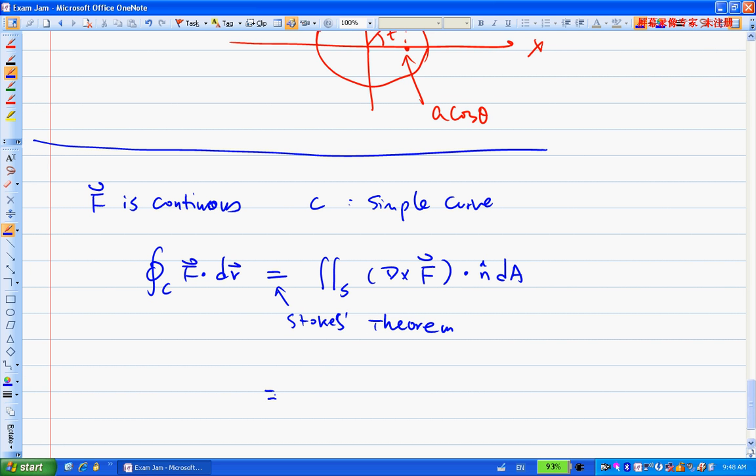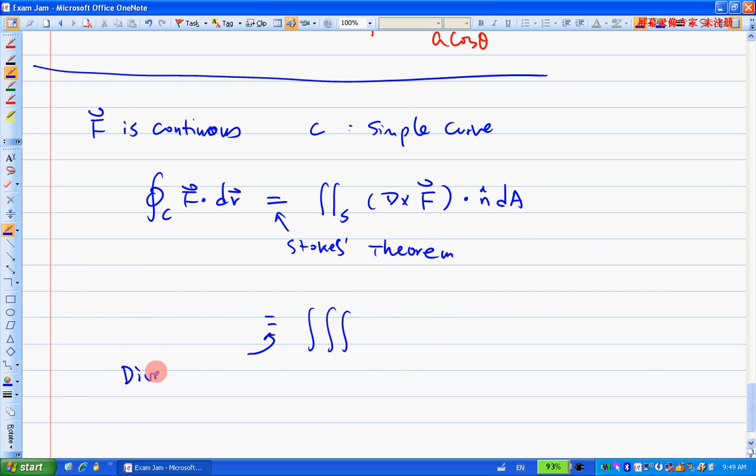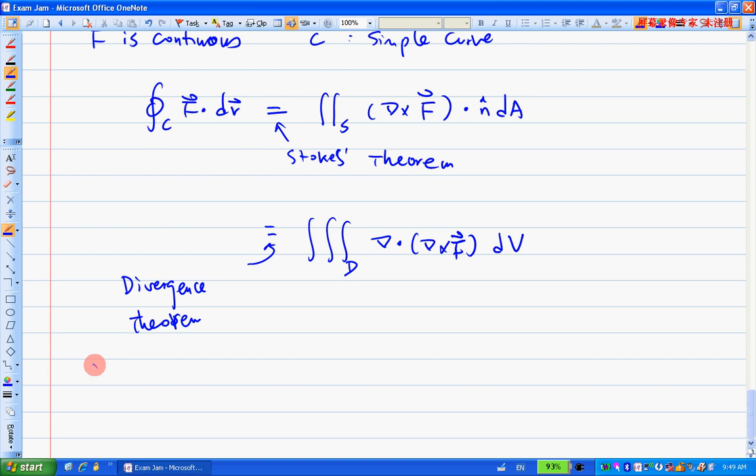Now, the next thing is, according to the divergence theorem, what's the divergence theorem? Look at your formula. Basically, the divergence theorem relates a double integral with a triple integral. So this is a vector field over here, and the divergence theorem says it's del dot that field. Do you have your formula here? Let me write down the divergence theorem.